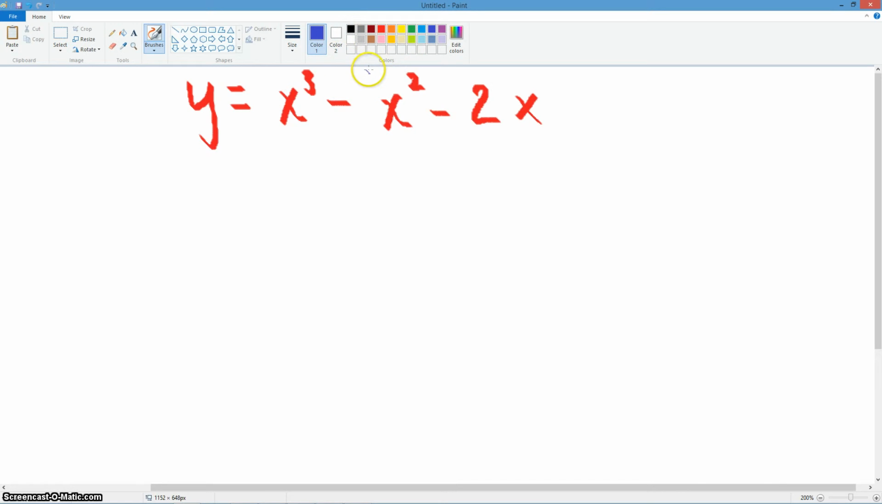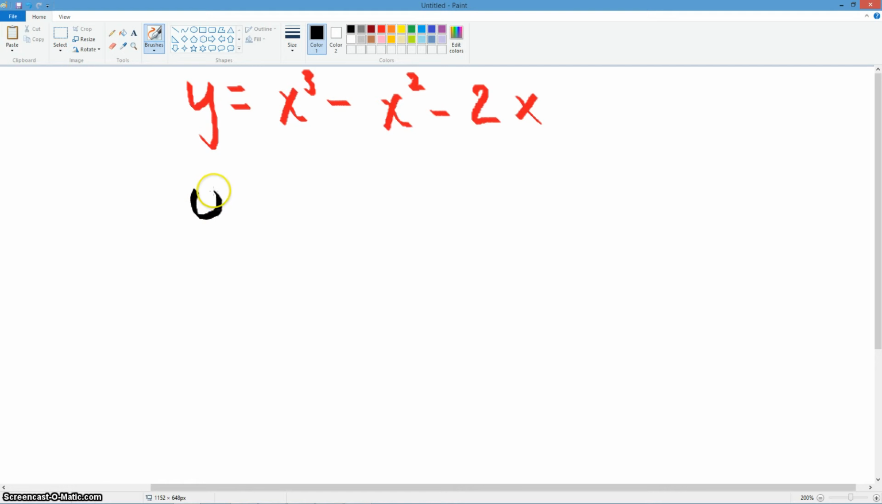One more thing that I want to stress to you is that the highest exponent, at the moment, is 3. That number is the number of roots, the number of x-intercepts, the number of solutions, the number of zeros that you should get. So I should get 3 answers.